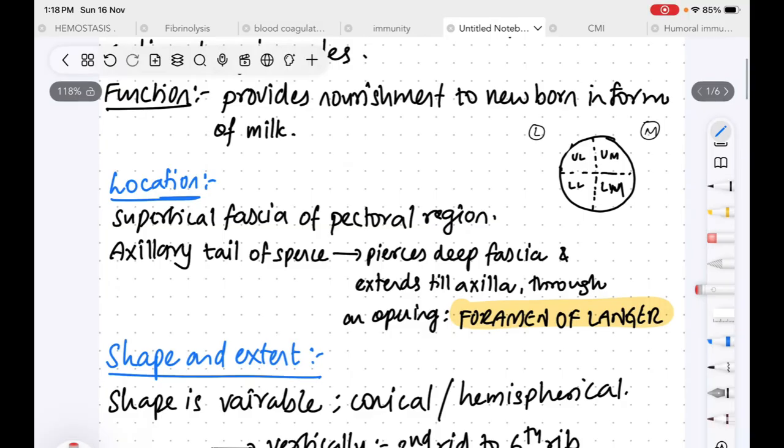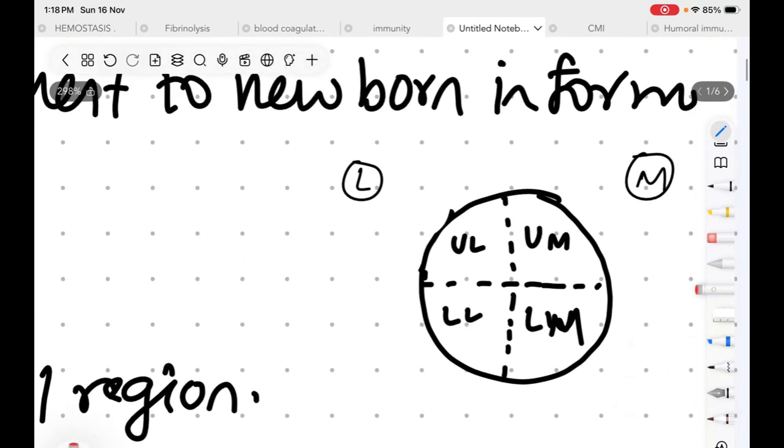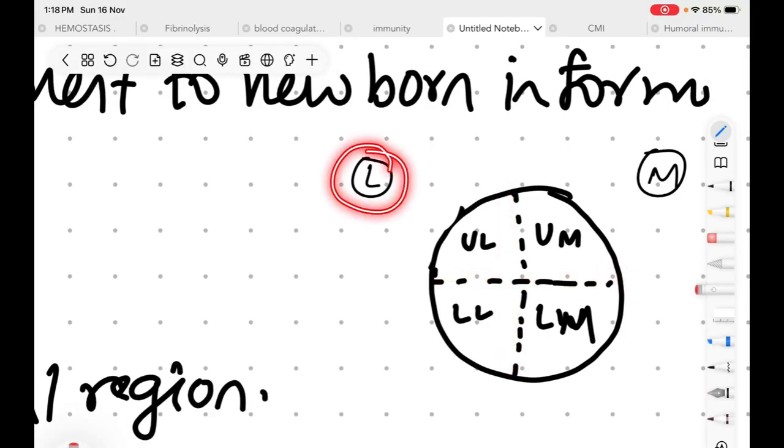And here we need to talk something about the axillary tail of Spence. Before going into that concept, we need to know another thing: the mammary gland is divided into four quadrants. Think of this as the lateral side and this as the medial side. So it is divided into four quadrants: upper medial quadrant, lower medial quadrant, upper lateral quadrant, and the lower lateral quadrant.